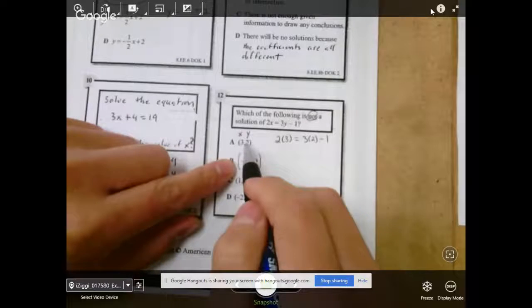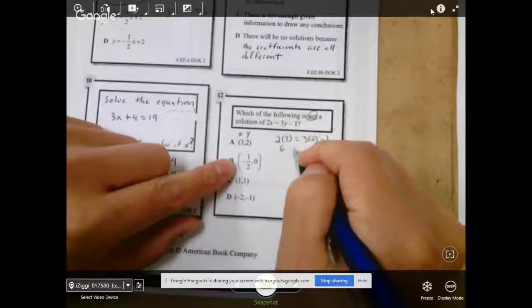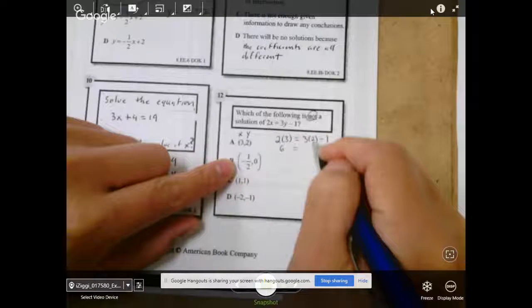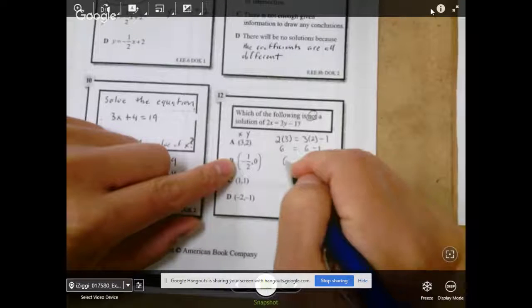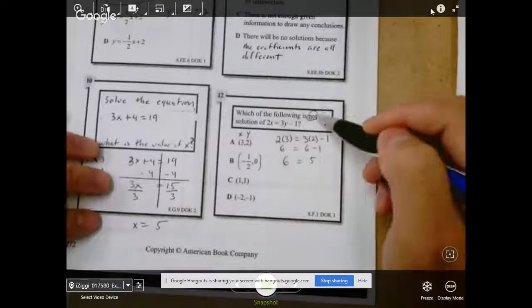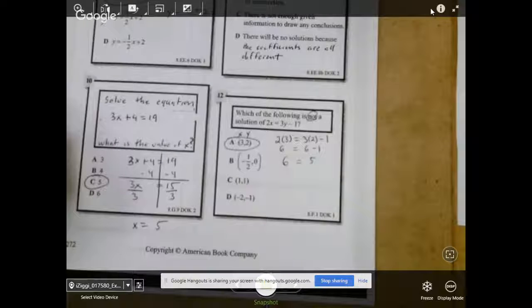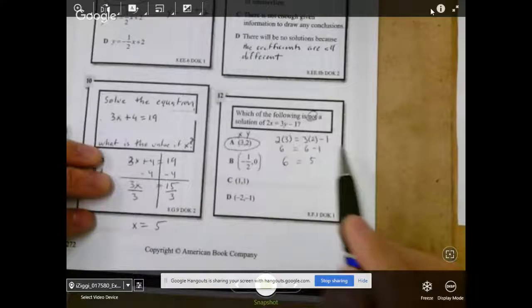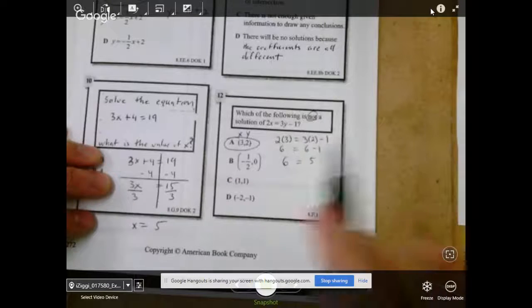2 times 3 is 6. And then here, 2 times 3 is 6. 6 minus 1 is 5. Hey, 6 equals 5. That does not work. That's the one we want, right? We want the one that does not work. Okay, and certainly if you need help doing some of these with the calculator, for example, if you're not good with your multiplication, use the calculator if you need to simplify these, okay? All right. Number 13.